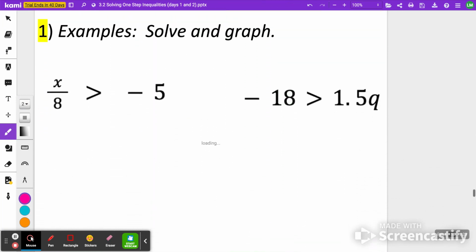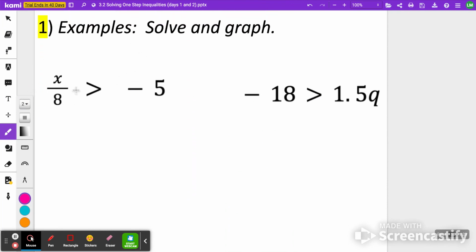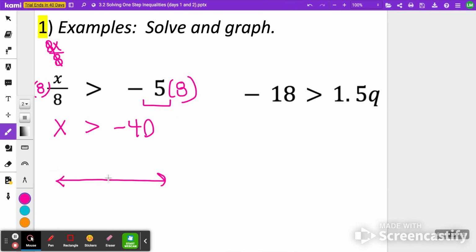All right, starting with example 1, we have two examples here, solving and graphing. Let's start with the first one on the left-hand side. Right here, I see x is divided by 8. So to solve, I need to multiply both sides by 8. When I do that, I get 8x over 8, which is nice because then those just cancel out. So all that's left is x, a greater than symbol, and then negative 5 times 8 is a negative 40. So as I graph this, I can put negative 40 in the middle. To the right, I have 0, and to the left, I have negative 80. I should have an open circle pointing to the right.